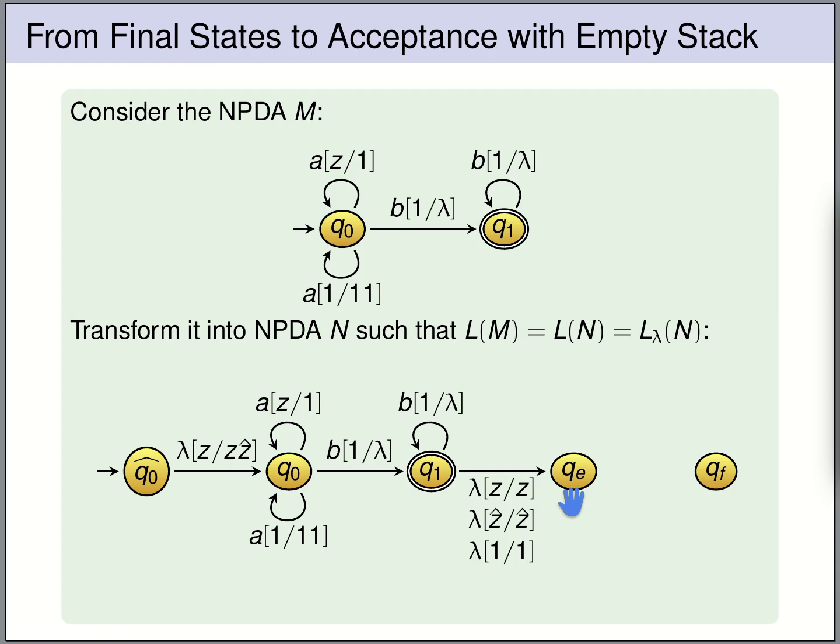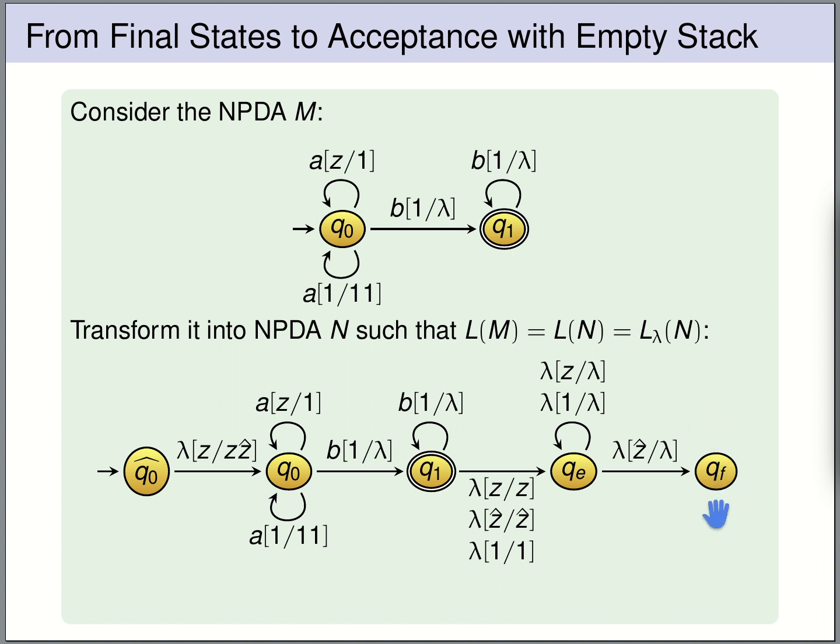So QE can remove any stack symbol except for the new stack symbol Z hat. So we again have transitions that don't consume any input. They remove Z from the stack and 1 from the stack. And we can repeat this until the stack is empty, until there's only the new symbol Z hat left on the stack. And since we know that Z hat is on the bottom of the stack, as soon as we reach Z hat, we are sure that if we remove Z hat, then the stack is empty. So we add one more transition from QE to QF that checks whether Z hat is on the stack, it removes it from the stack, and then we know the stack is empty.